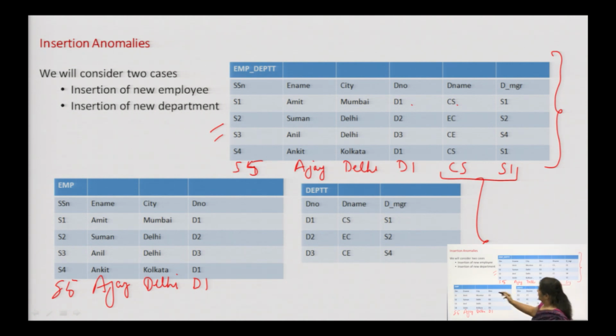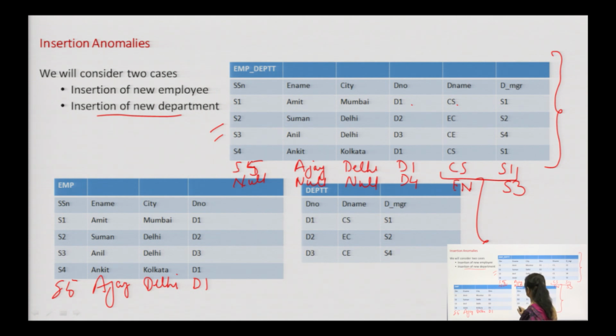Now, the second case I said I will consider is insertion of a new department. Let us say we have a new department D4 to be inserted. The name of the department is EN, and let us say S3 is the manager number. We have just formed a new department, so there are no employees in the department. So, what will we write over here? Null, null, null. We just said in the previous slide that we do not want too many null values, so we are unnecessarily inserting null values over here.